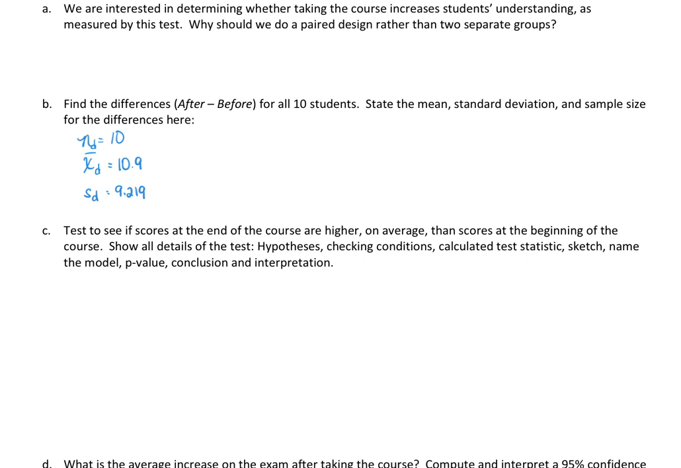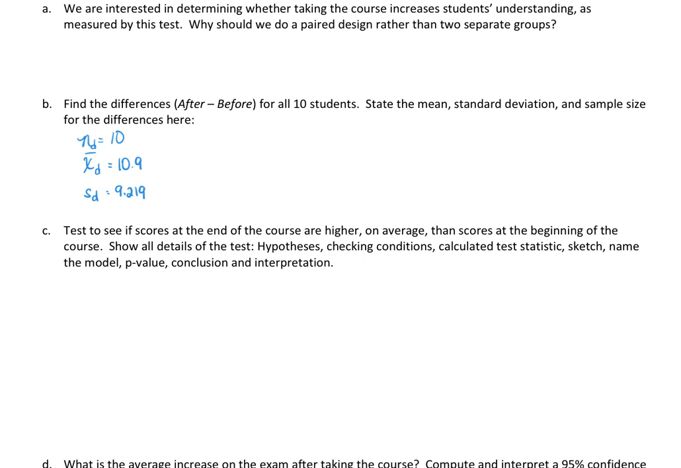So we need to define the differences and then state the mean, standard deviation, and sample size for all of them here. Then part C says test to see if the scores at the end of the course are higher on average than scores at the beginning of the course. We want to show all details of the test, including hypotheses, checking our conditions, calculating our test statistics, a sketch, naming the model, that means normal or t, our p-value, our conclusion, and our interpretation.